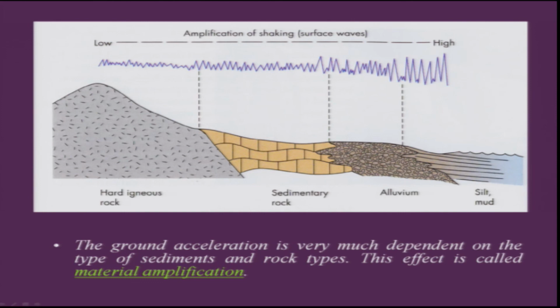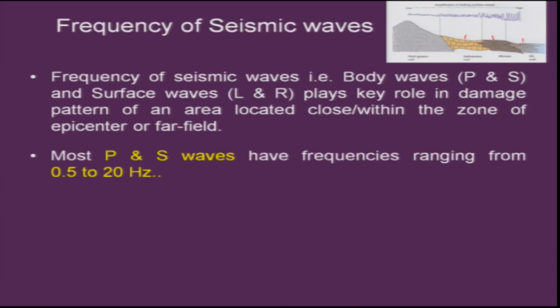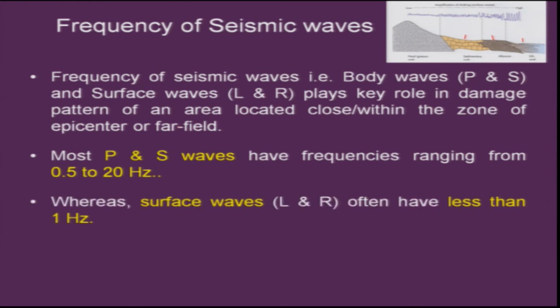Okay, so the ground acceleration is in powerful areas, the regions which are sitting away from the epicentral regions. Most of the P and S waves, what we see, are having frequencies ranging from 0.5 to 20 hertz. Okay, so this is one very important part which you should remember. The surface waves in particular, the L and the R waves, that is the Love and the Rayleigh waves, often have less than 1 hertz of frequency. So the body waves have the range 0.5 to 20 hertz, a very wide range, but the surface waves have very less, almost like 1 hertz.